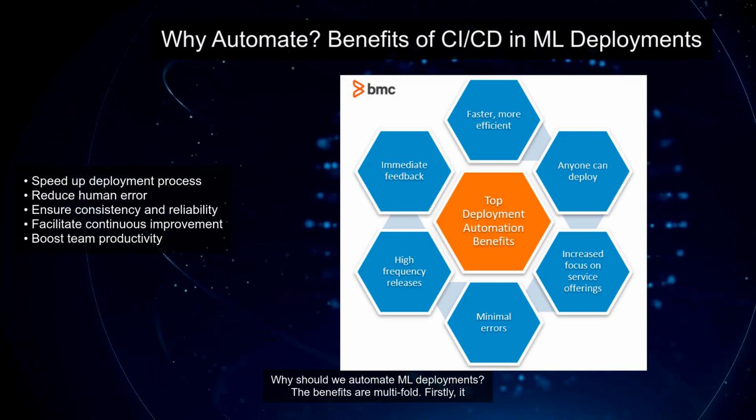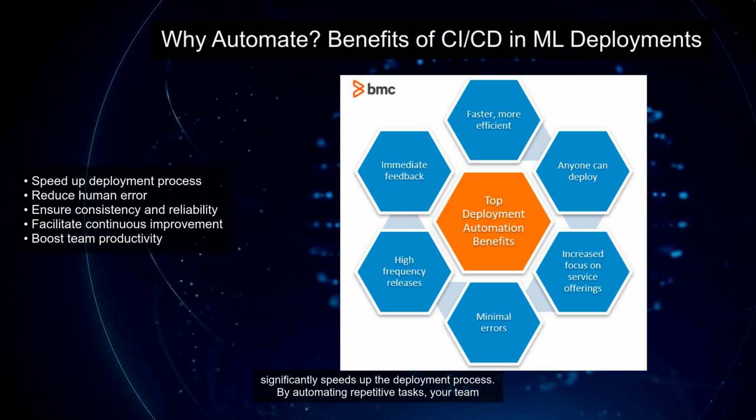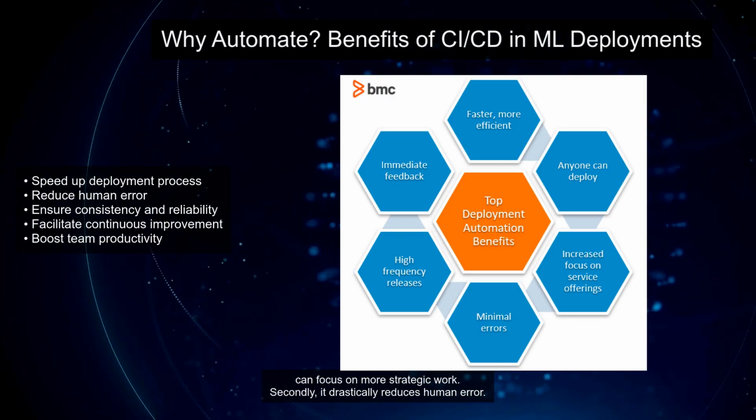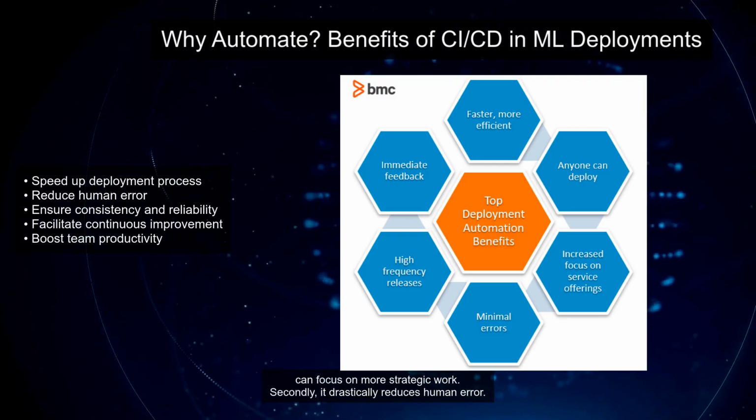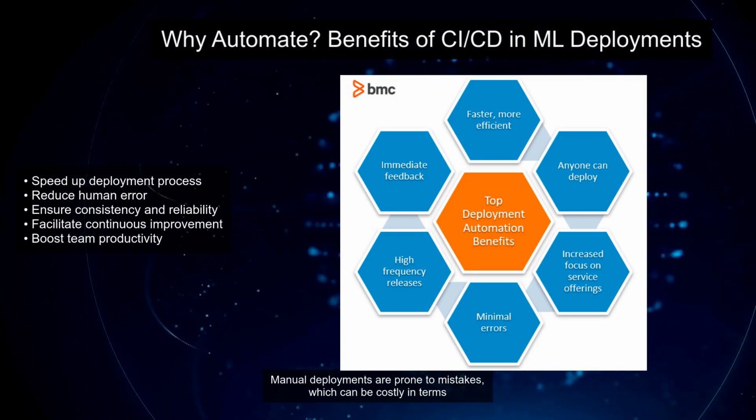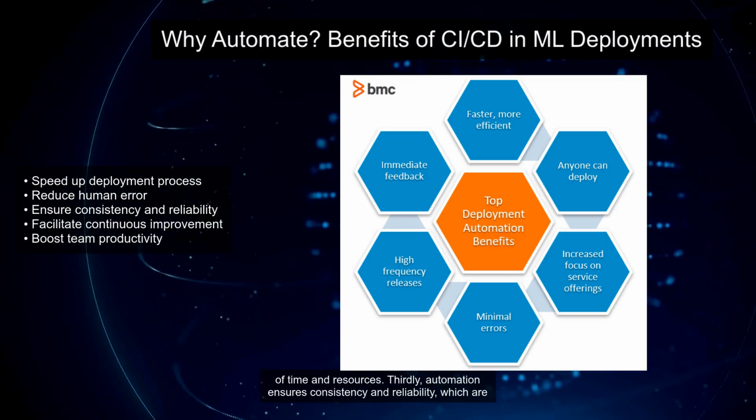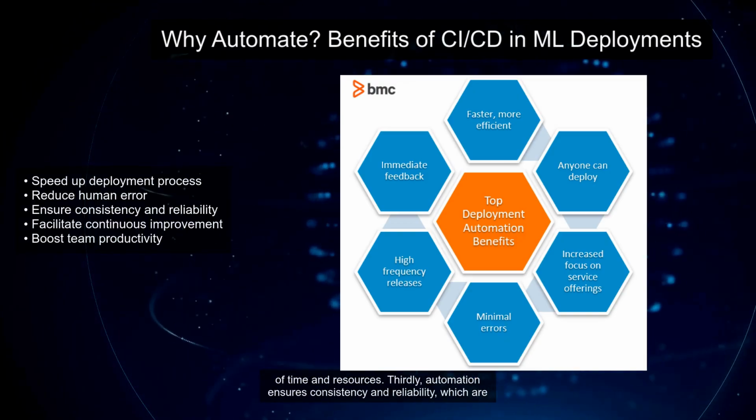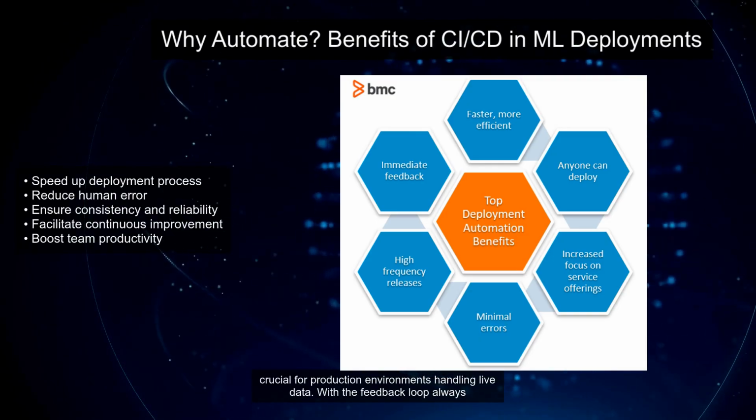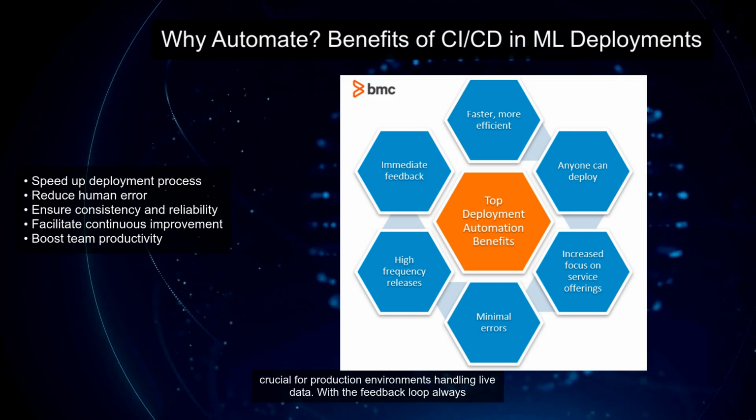The benefits are multifold. Firstly, it significantly speeds up the deployment process. By automating repetitive tasks, your team can focus on more strategic work. Secondly, it drastically reduces human error. Manual deployments are prone to mistakes, which can be costly in terms of time and resources. Thirdly, automation ensures consistency and reliability, which are crucial for production environments handling live data.